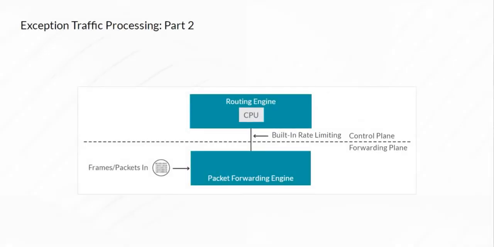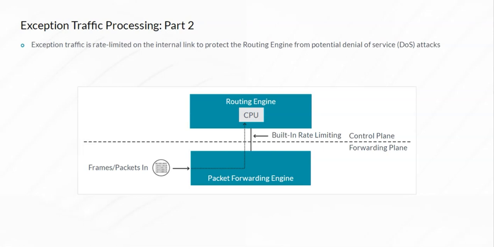The Junos OS sends all exception traffic destined for the routing engine over the internal link that connects the control and forwarding planes. The Junos OS rate limits exception traffic traversing the internal link to protect the routing engine from denial of service or DOS attacks. During times of congestion, Junos OS gives preference to the local and control traffic destined for the routing engine.